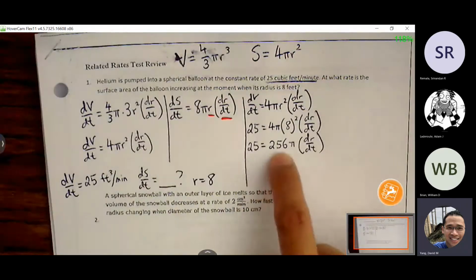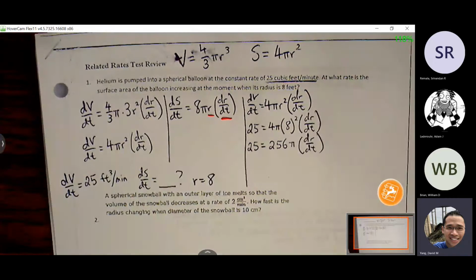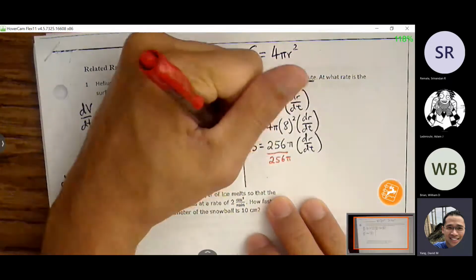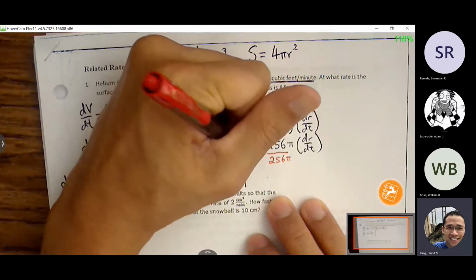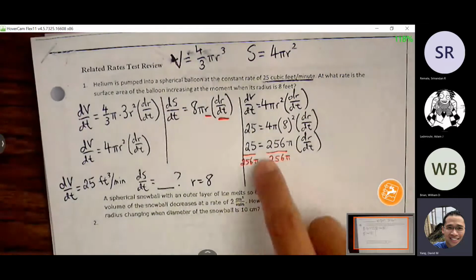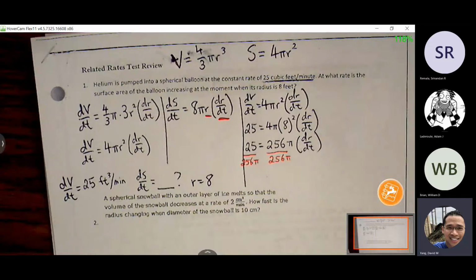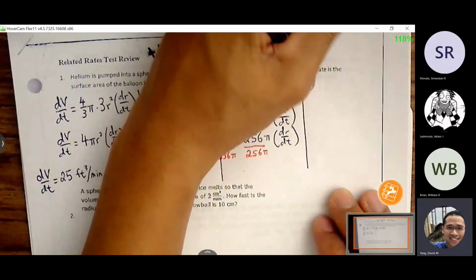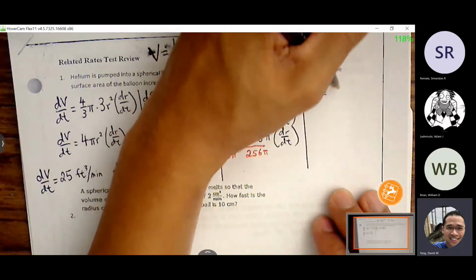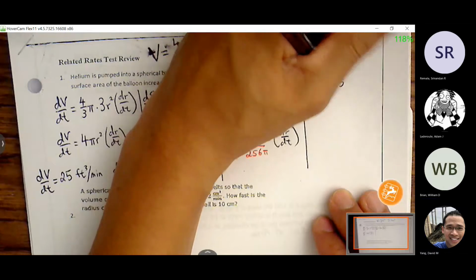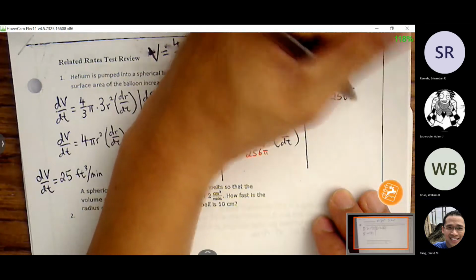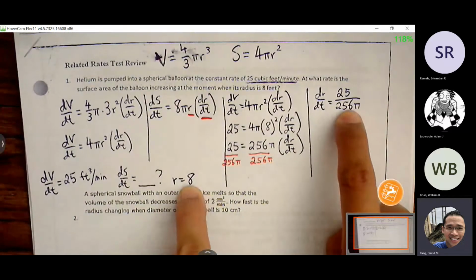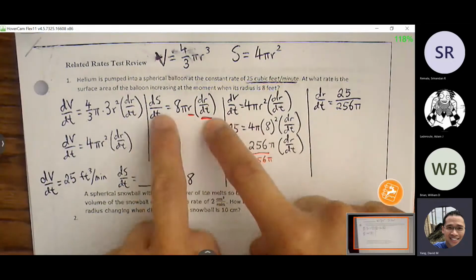Solve for dr/dt. So we want to divide by the 256 pi. Careful, 256 pi. That means the denominator is going to have this pi. Make sure that we don't just arbitrarily move that pi to the numerator if it's supposed to be in the denominator. Okay, I think we have everything that we need, right? We have r, we have dr/dt. Both can be inserted to find dS/dt.